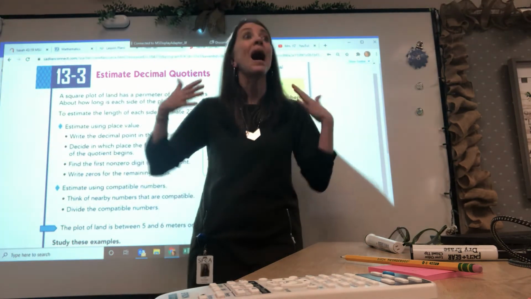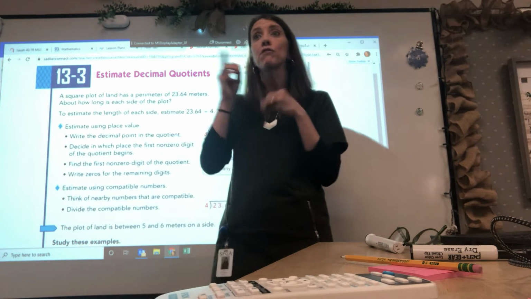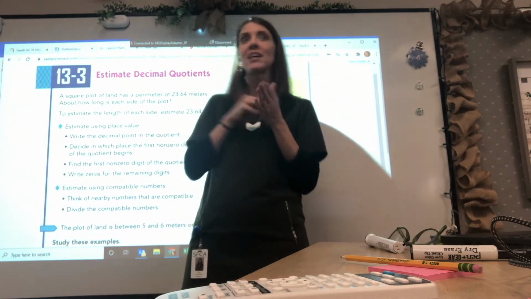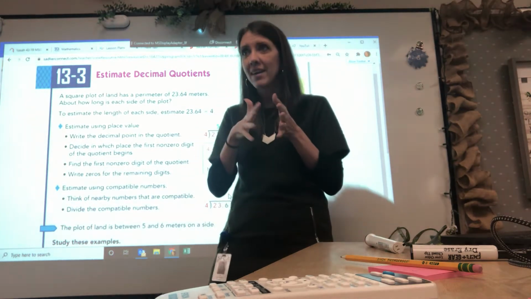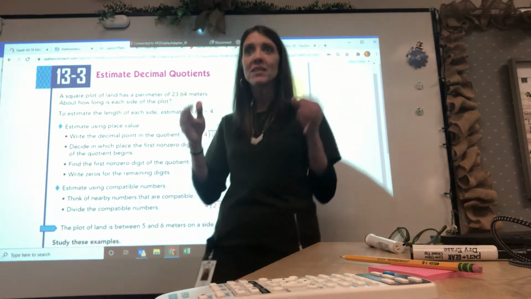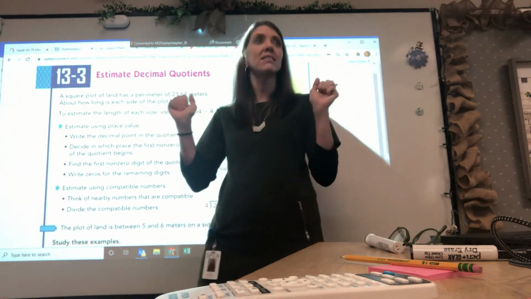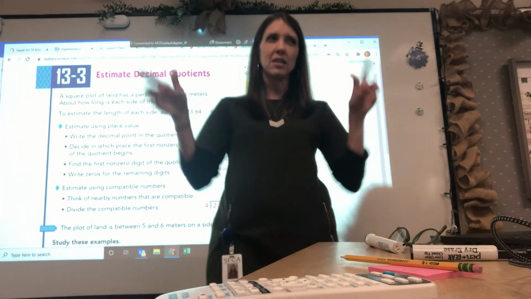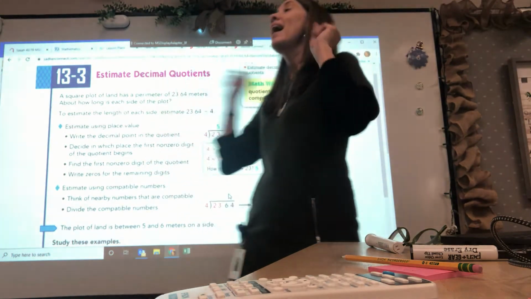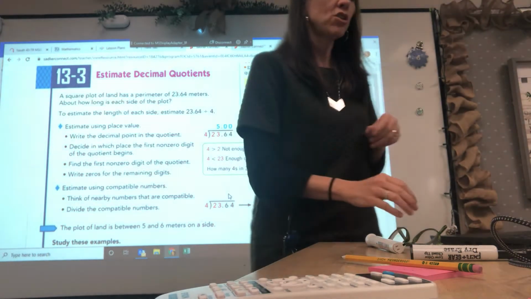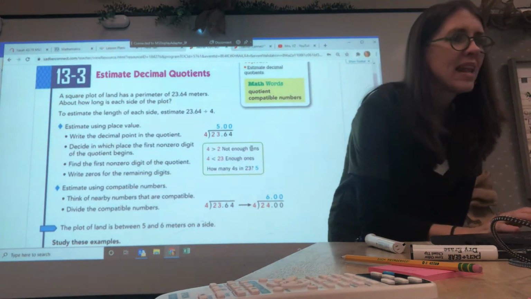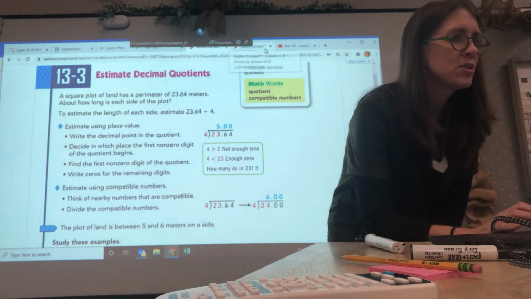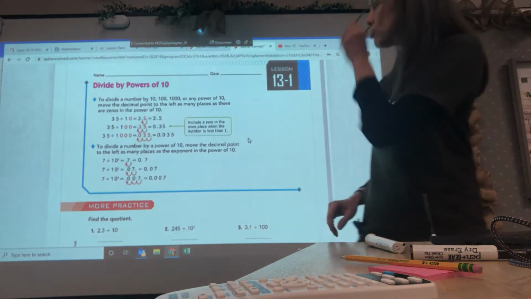Easy peasy. Powers of 10 are like 10 to the first power, 10 to the second power, 10 to the third power, 10 to the fourth power. So those are 10, 100, 1,000, 10,000, a million, 10 million. Does that make sense? The difference between powers of 10 and multiples of 10. So as a quick review, let's do this quick review.